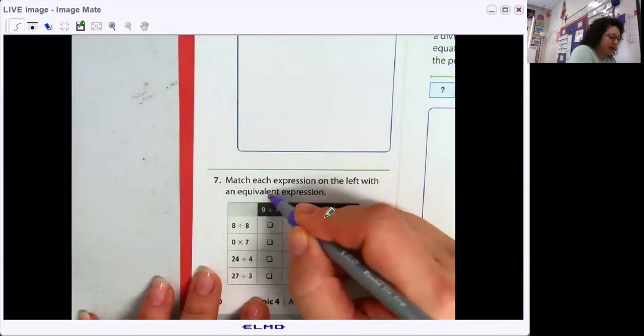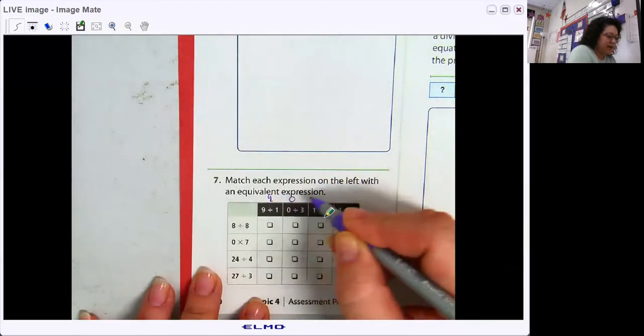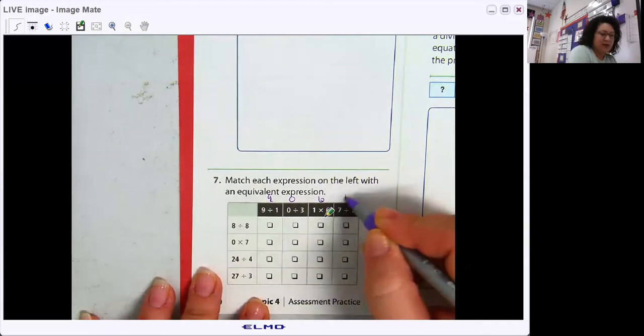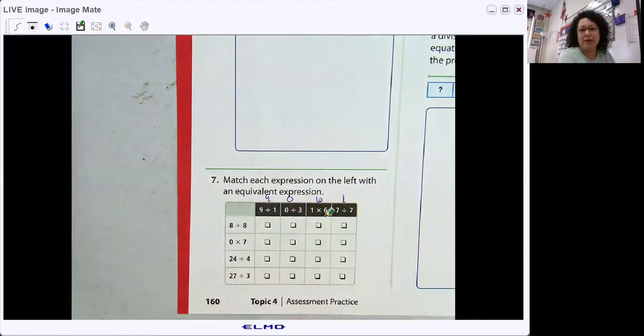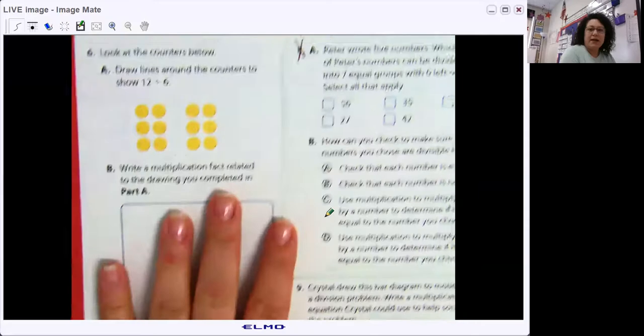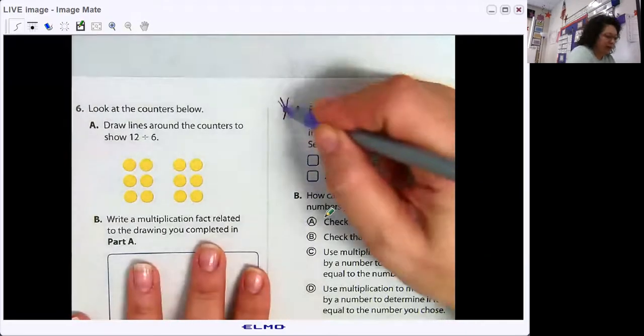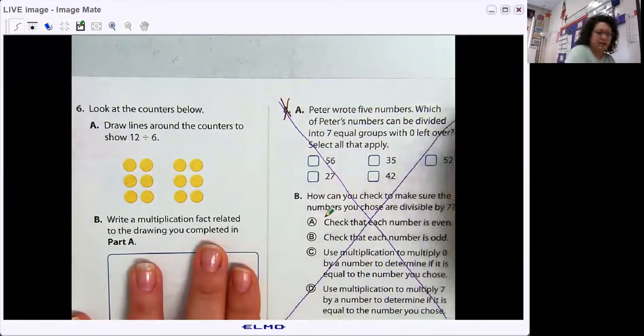9 divided by 1 is 9. 9 divided by 3 is 3. 1 times 6 is 6. 7 divided by 7 is 1. And then solve these and then match the two problems. Number 8, we are going to take that guy out.